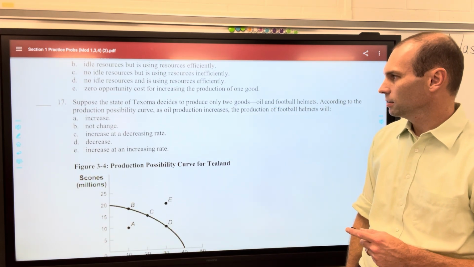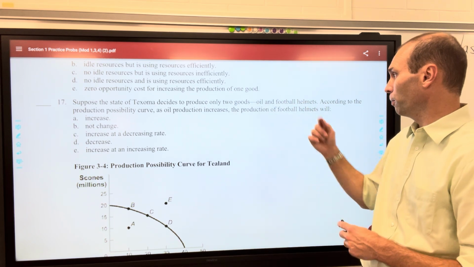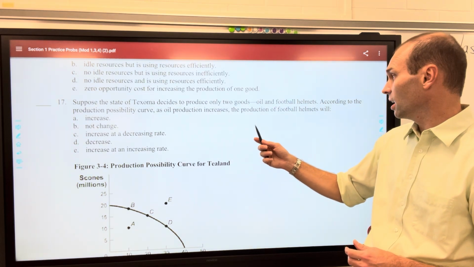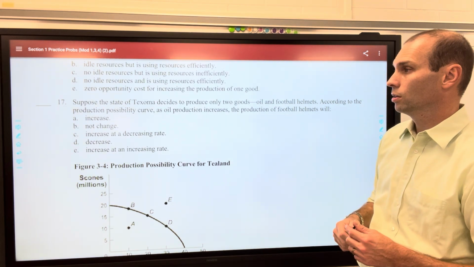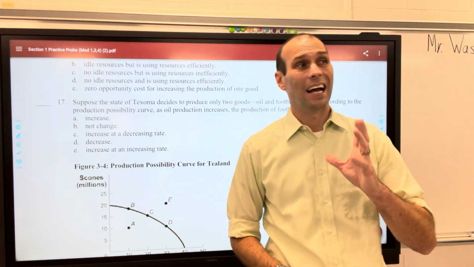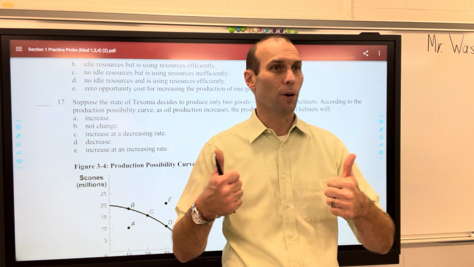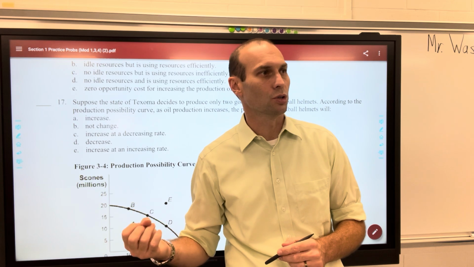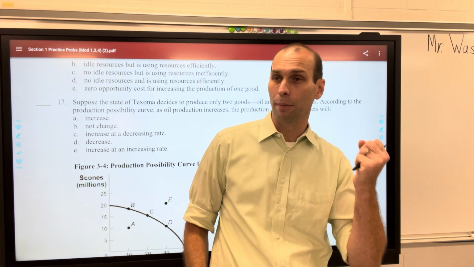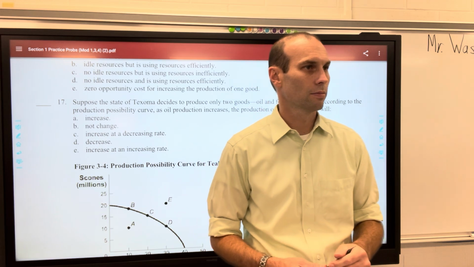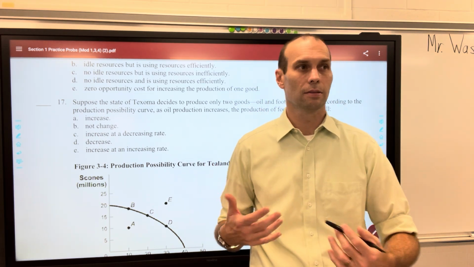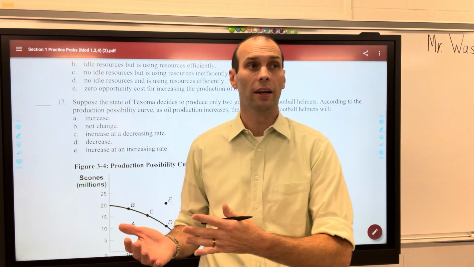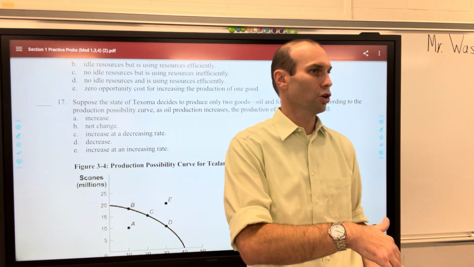Suppose the state of Texoma decides to produce only two goods, oil and football helmets. According to the production possibilities curve, as oil production increases, the production of football helmets will... They're asking you to understand a few things. Oil and football helmets, how related are those goods? Think of the land, labor, and capital to produce oil. Now think of the land, labor, and capital to make football helmets. How similar are they? They're not, meaning what exists? Specialization. That curve would bend outward, meaning the opportunity cost must do what? Increase as you make more of a good.